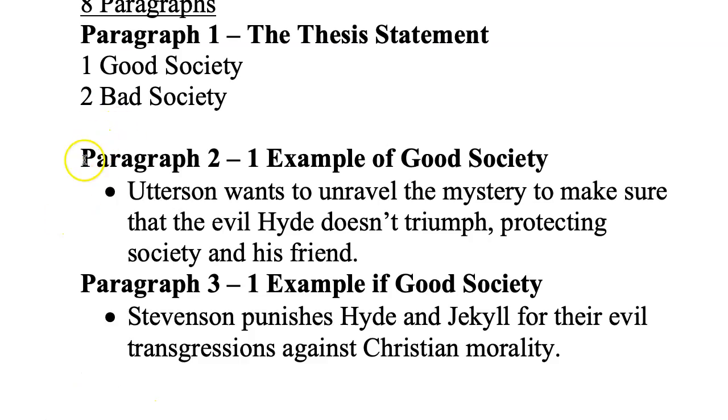So how that would look in my essay is paragraph 2 will be one example of where Stevenson is arguing about something good in society. So he uses Utterson to unravel the mystery, because remember, that word was in the question, I've got to go back to it, to make sure that the evil Hyde doesn't triumph, and Utterson's also protecting society from that evil and his friend Jekyll. In paragraph 3, I get my second example of how the author looks at society in a good way, and so Stevenson himself punishes Hyde and Jekyll for their evil transgressions against Christian morality. Boom, I've done the good bits of society, 3 paragraphs down.